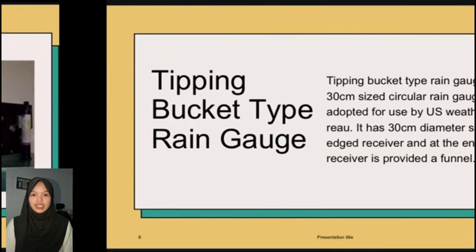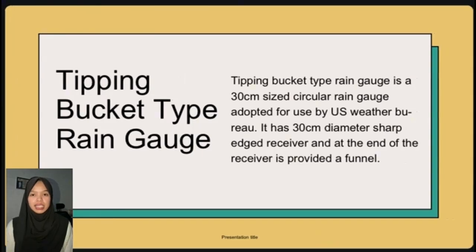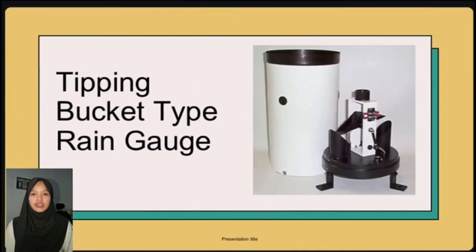So second is the tipping bucket type of rain gauge. So this type of rain gauge is a 30 cm size circular rain gauge adapted for use by US Weather Bureau. It has a 30 cm diameter sharp-edged receiver, and at the end of the receiver is provided a funnel. And this figure is the tipping bucket type of rain gauge.